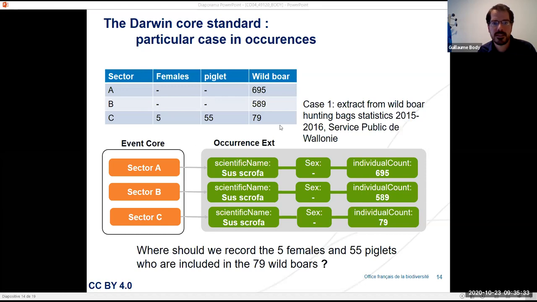For instance, I have this table on the top, which corresponds to a hunting bag statistic from Belgium. And I have the number of wild boar hunted in different sectors. But I also have information about the number of female and piglets in these 79 wild boar hunted in sector C. In the current Darwin Core, I cannot easily record all of this information. It's very easy for the total, but not necessarily for the partial information we have.